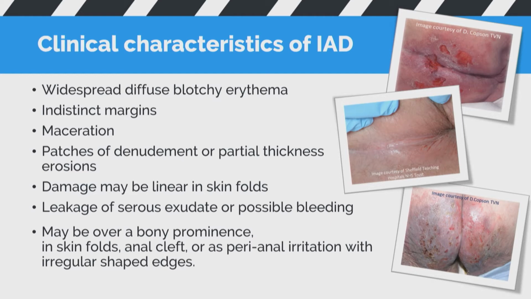There may also be damage that is linear, which is more likely to be found in the skin folds. We will start to see leakage of inflammatory serous exudate, which further perpetuates the maceration on the skin surface. We may see possible bleeding superficially on the skin surface as it starts to erode into the very surface of the dermis, maybe over a bony prominence, in skin folds, in the anal cleft, or as perianal irritation with irregular shaped edges. So those are the key characteristics that make it very different from other types of tissue damage.